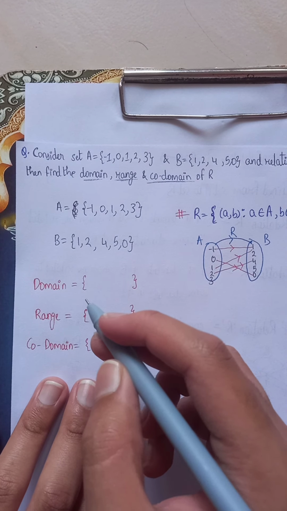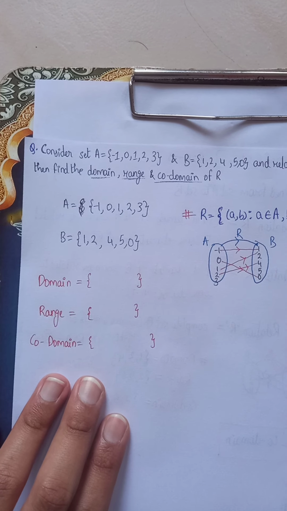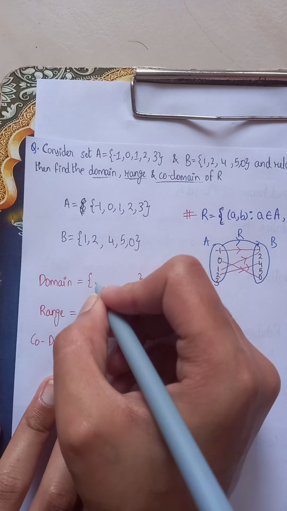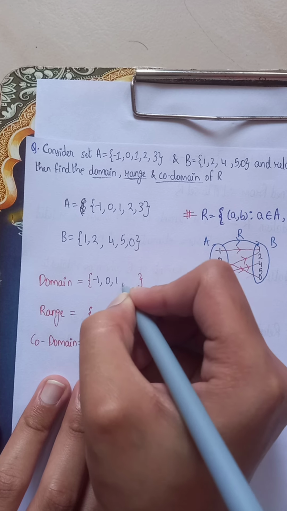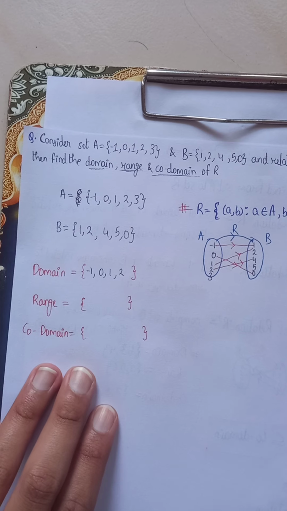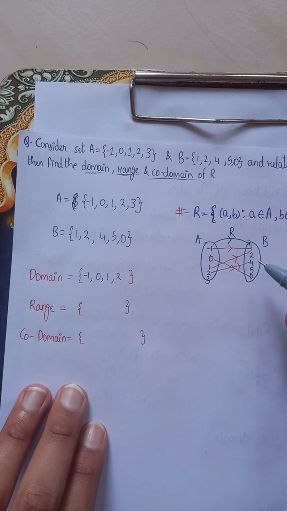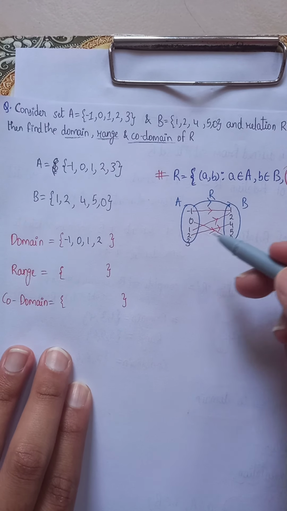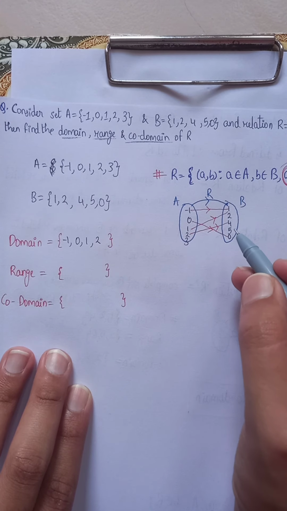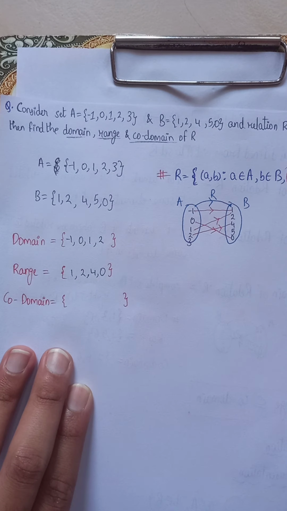What is domain? Domain are the elements present on the left side, in set A, which are related to some elements in set B. So what are the elements related? -1, 0, 1, 2. What about range? Those elements present on the right side, in set B here, for which some elements in set A are related. So what are the elements related? 1, 2, 4, 0.